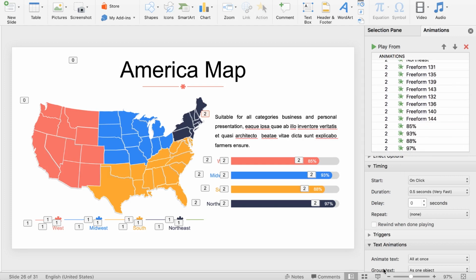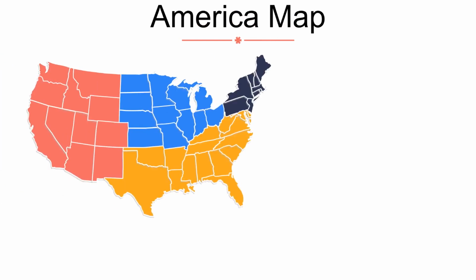Now let's test this out. So here it has stopped. Now let's click. Here we go. And we don't see the text object appearing. What we need to do is to click one more time.